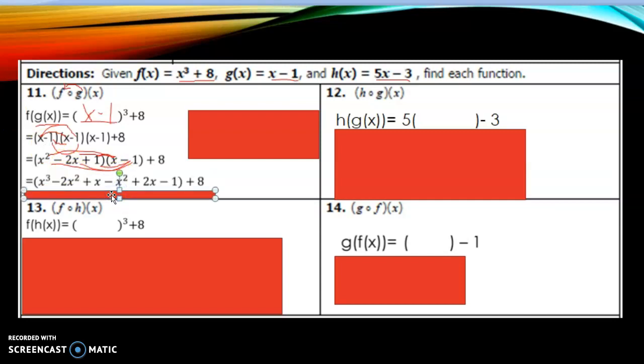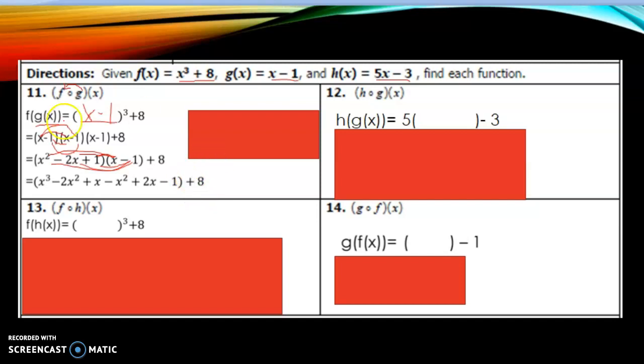So I expanded it. I got x times x squared, x cubed, x times negative 2, negative 2x, x times 1, 1x. Then I distributed my negative 1. Negative 1 times x squared, negative x squared. Negative 1 times negative 2x, positive 2x. Negative 1 times positive 1 is a negative 1. That answer is being added. Bring down my plus 8.